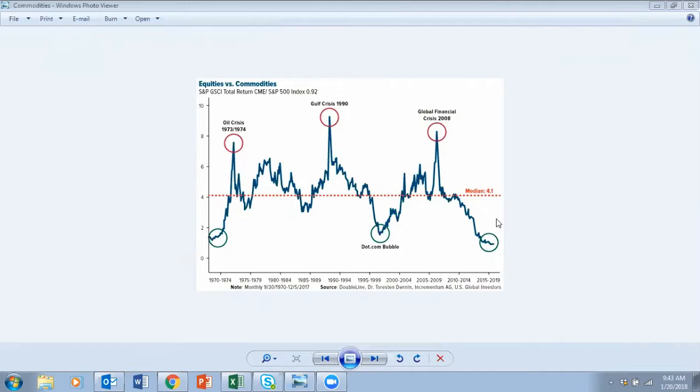we should expect one of two things could happen, or three things. We should expect commodities not to do anything and the stock market to come down. We could expect the stock market to not do anything and commodities to rally. Or what's more likely is that we will see money move out of the stock market and equities into commodities. And this actually makes sense.